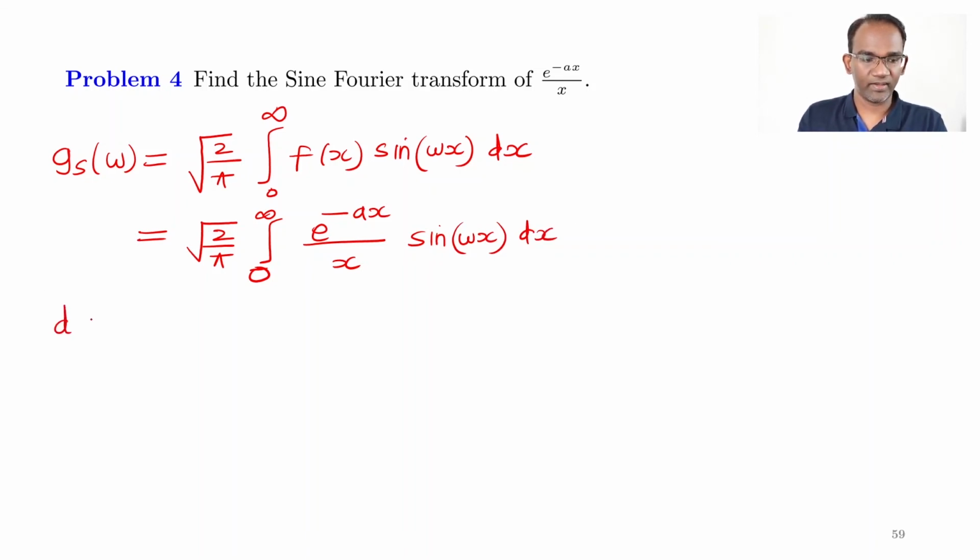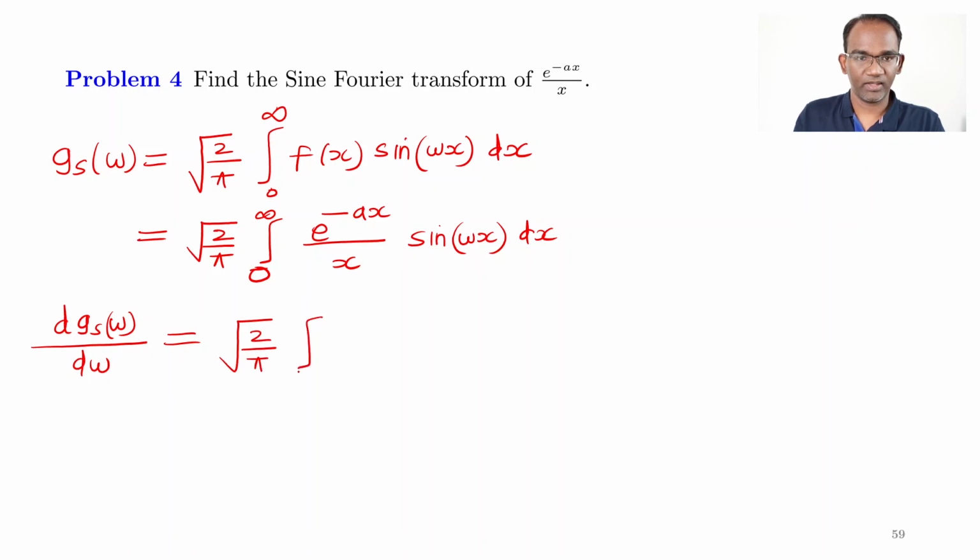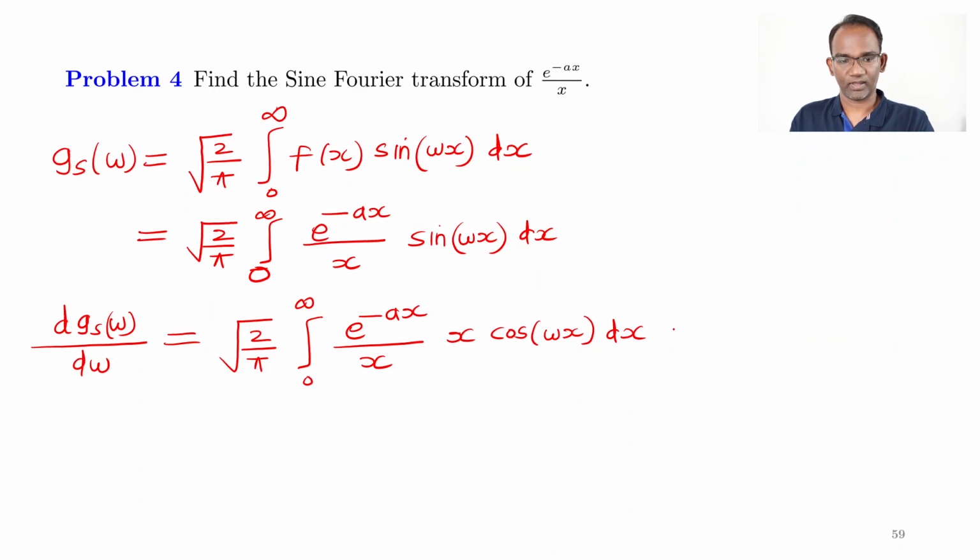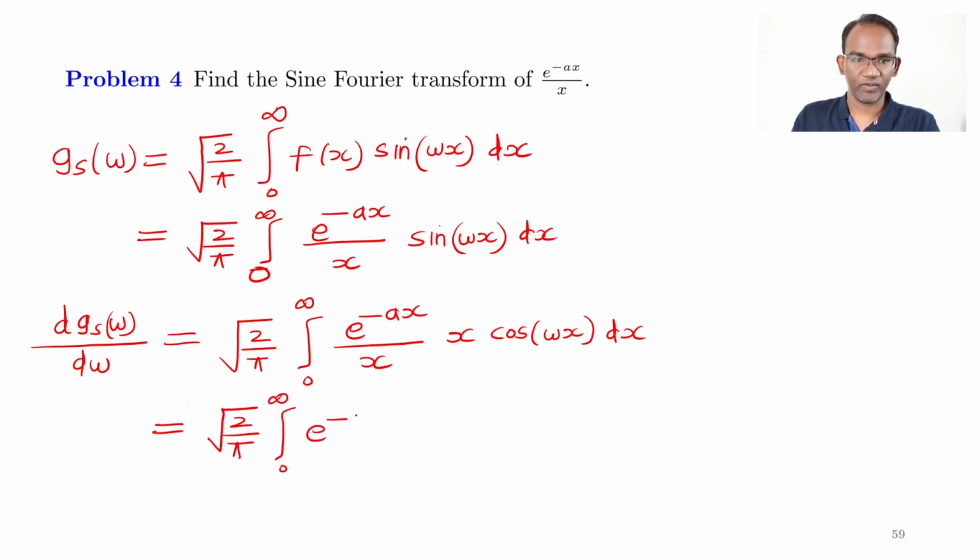Now we'll try to calculate d Gs(omega) divided by d omega. This will be equal to square root of 2 divided by pi integral 0 to infinity e raised to minus ax divided by x times x cos omega x dx. And this is equal to square root of 2 divided by pi integral 0 to infinity e raised to minus ax cos omega x dx.